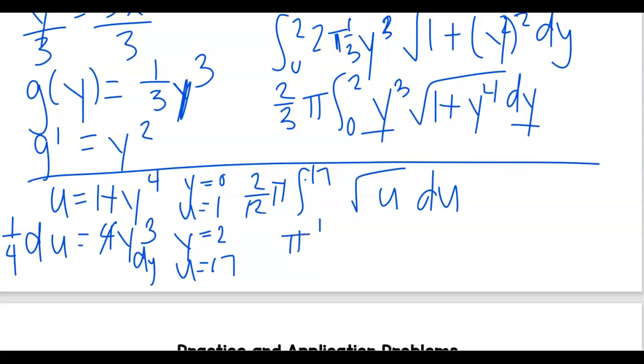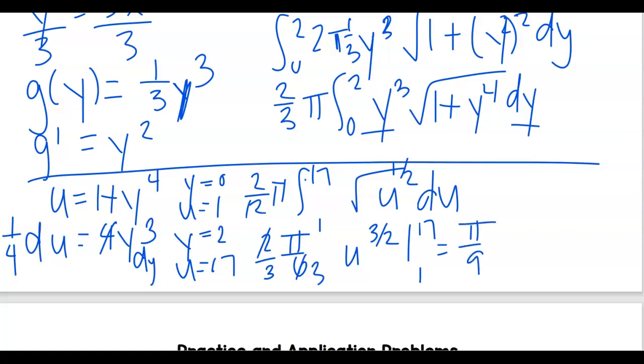Du, that makes this pi over 6, u to the 3 halves times 2 thirds from 1 to 17. Pi over 9, 17 to the 3 halves minus 1. And again, you can plug this into a calculator. And when you do, you end up getting 24.118.